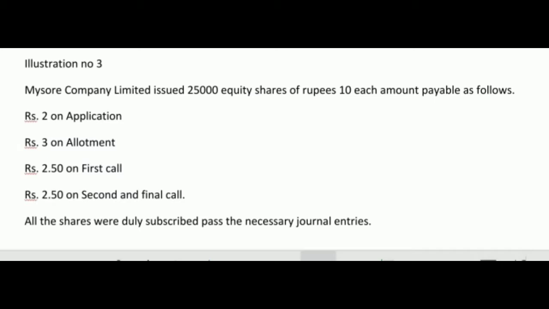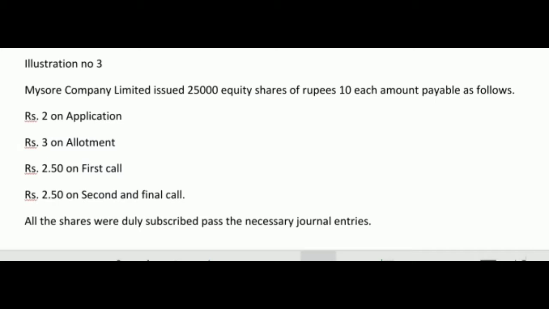So this is one of the common problems. As usual, as in the last two problems, there are no extra adjustments. 25,000 shares have been issued by Mysore Company Limited, and 25,000 shares have been subscribed by the public. So at the application level, they are collecting rupees 2, clear. Then the receive and transfer entries will come.